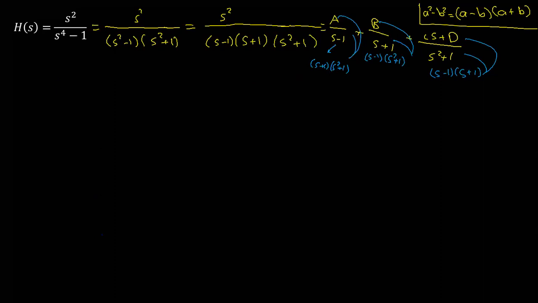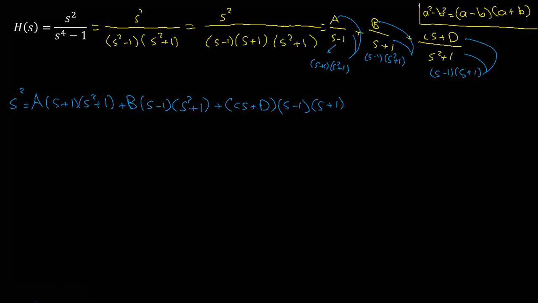So now I'm going to write my equation without the denominator. So I have s squared equal, the A is multiplied by (s plus 1)(s squared plus 1). The B is multiplied by (s minus 1)(s squared plus 1). And the (Cs plus D) is multiplied by (s minus 1)(s plus 1).